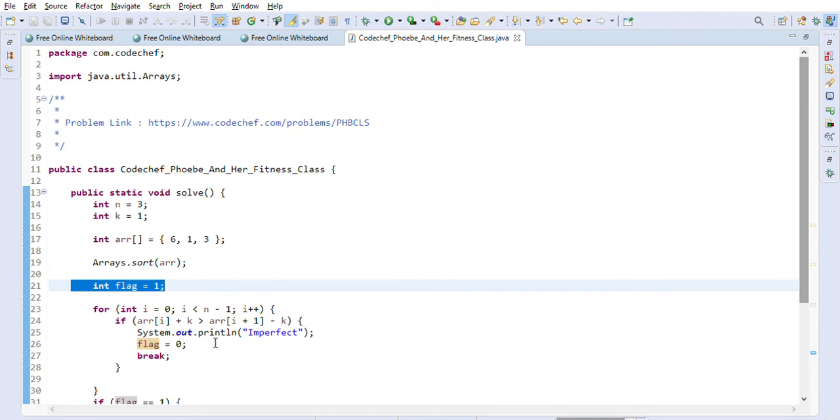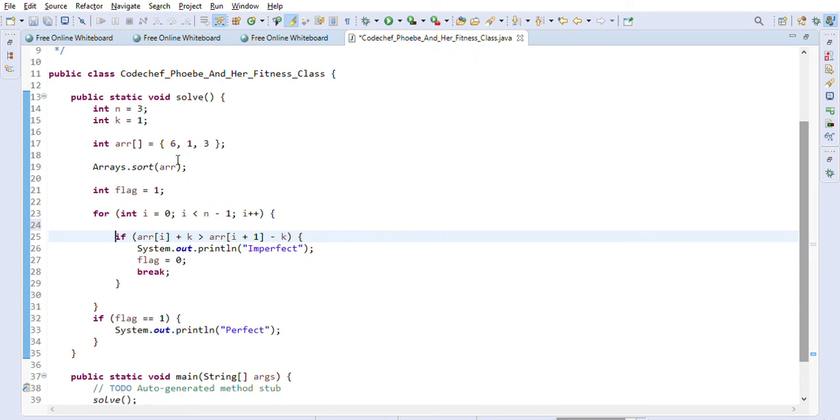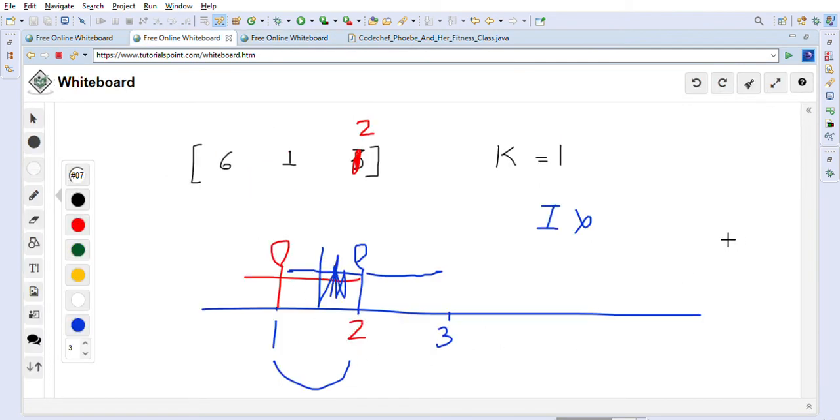We will create one integer flag, which is 1 in the beginning. Now here we are going to iterate through the sorted array, and we will check every person's position plus their hand length, array of i plus k, where k is the length of the hand. If this is greater than the next person's left hand, so the next person is i plus 1 minus k, as you can see here. So 2 is the next person, so 2 minus 1, correct? For this next person, it will be 2 minus 1, which is equal to 1.